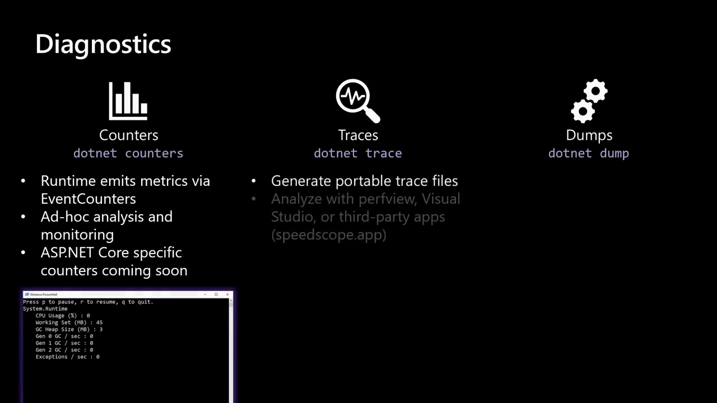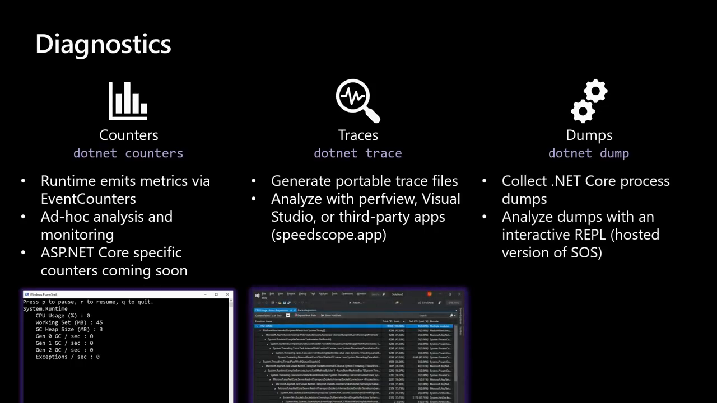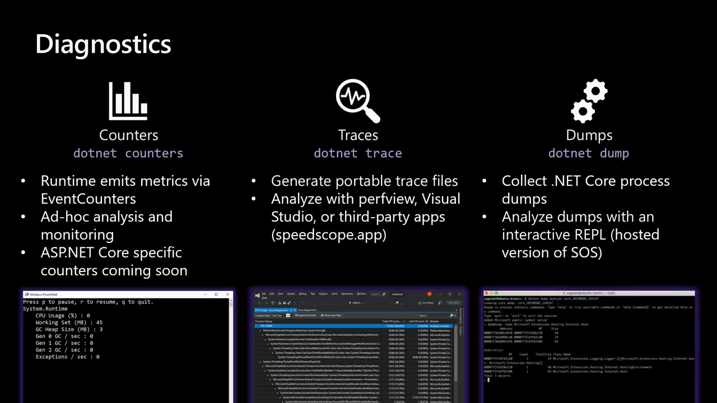.NET Trace is a way to collect trace files in a cross-platform way that you can then view in PerfView or in Visual Studio or in third-party apps like SpeedScope. That's pretty cool. You can also collect .NET dumps using dotnet-dump cross-platform, and you can even do analysis of those dumps as well. The dotnet-dump tool includes a REPL for doing SOS-style debugging with your memory dumps, so you don't have to go messing around with WinDbg. So that's pretty nice as well.